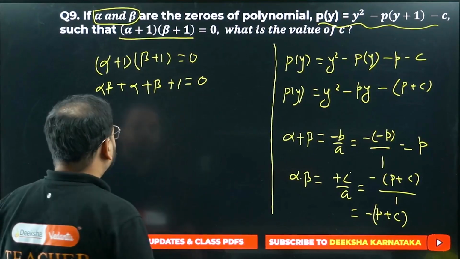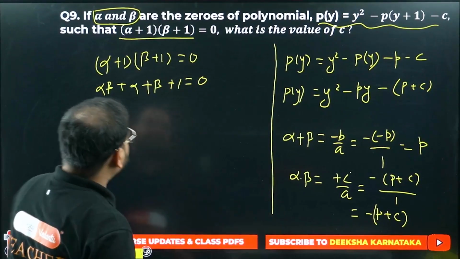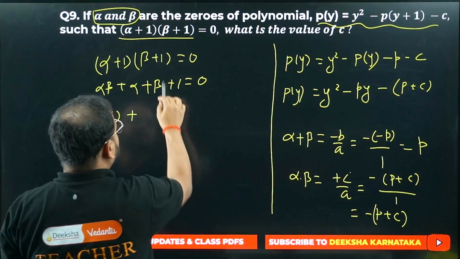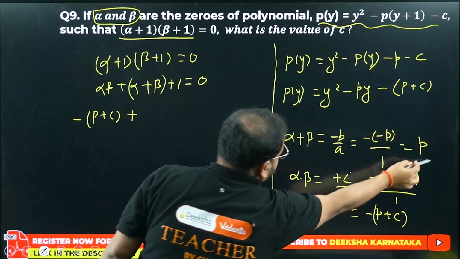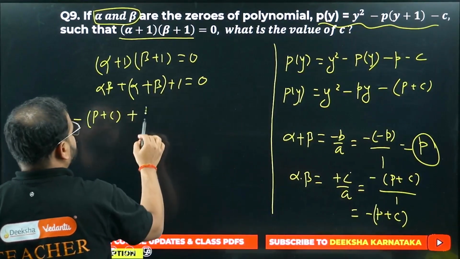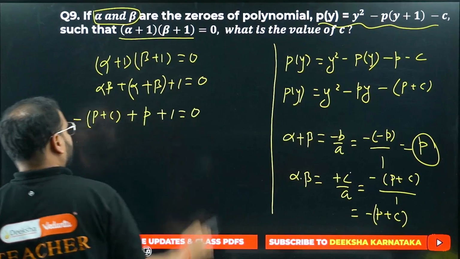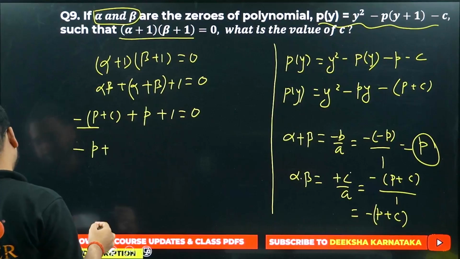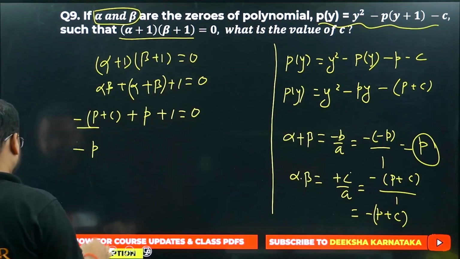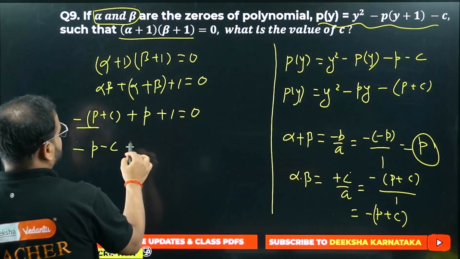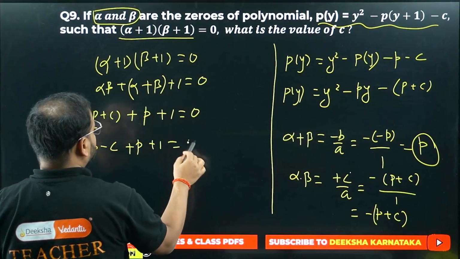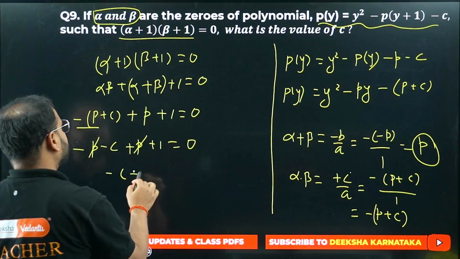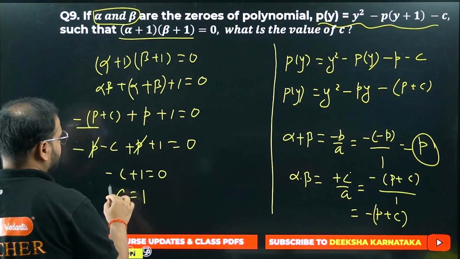Now value of alpha beta is what? Please check. Minus times p plus c, plus alpha plus beta. This condition, how much is that? Plus p, and 1 remains as it is. Okay. Expand the bracket over here. So minus p, 1 second, minus p minus c, minus c plus p plus 1 equals to 0. This goes out. I have what? I have minus c plus 1 equals to 0. It means c equals to 1.